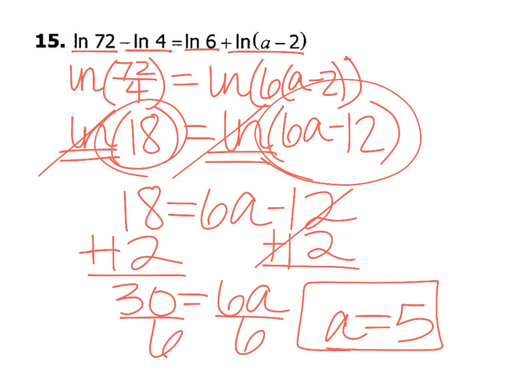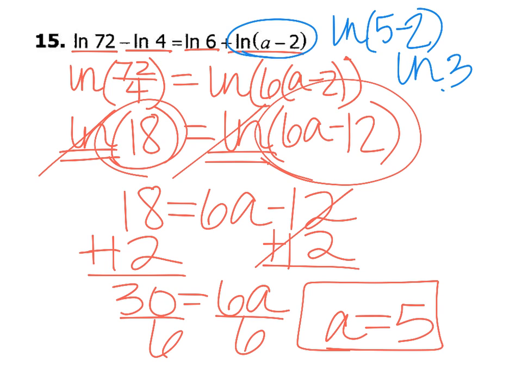So we look, where can we plug in a? We can plug it in here. So if we plug 5 in, we would get the natural log of 5 minus 2, which would give us the natural log of 3. 3 is positive. It is not negative. So we are good. We do not have any extraneous solutions. A equals 5 is our final answer.